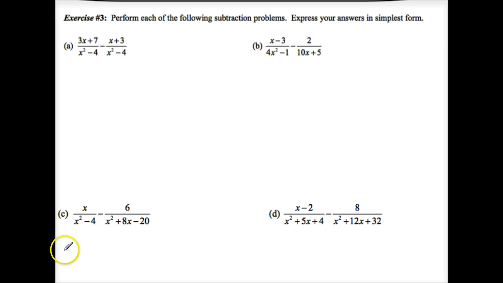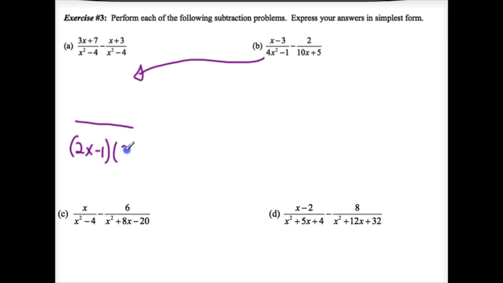Now look at B. Does it have the same denominator? Of course it doesn't. So what I need to do is factor. Remember, just like what we did with addition, when it has more than one term, I need to factor them to see what they have in common. So I'm going to come on this side for space sake. The bottom can be factored as 2x minus 1 and 2x plus 1.